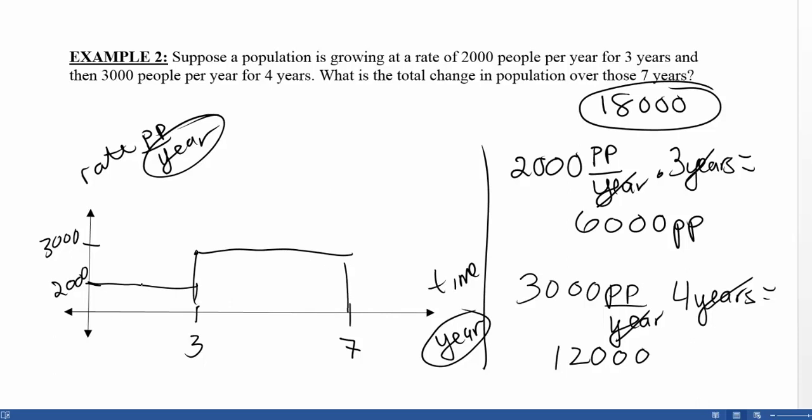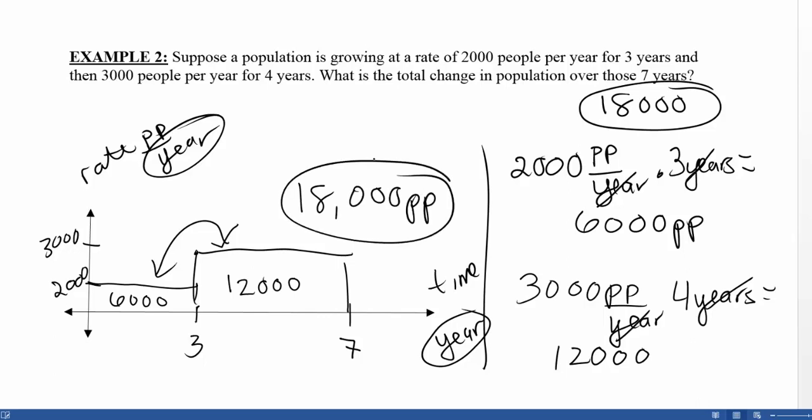And now I can find my areas, which again will be 6,000 and 12,000. And I can add those areas together. And again, I get 18,000 people. Now, I need to be a little bit careful about what this means. This does not mean that my population is 18,000. It means that my population changed by 18,000 over those 7 years. And because it's a positive number, my population grew by 18,000 people.